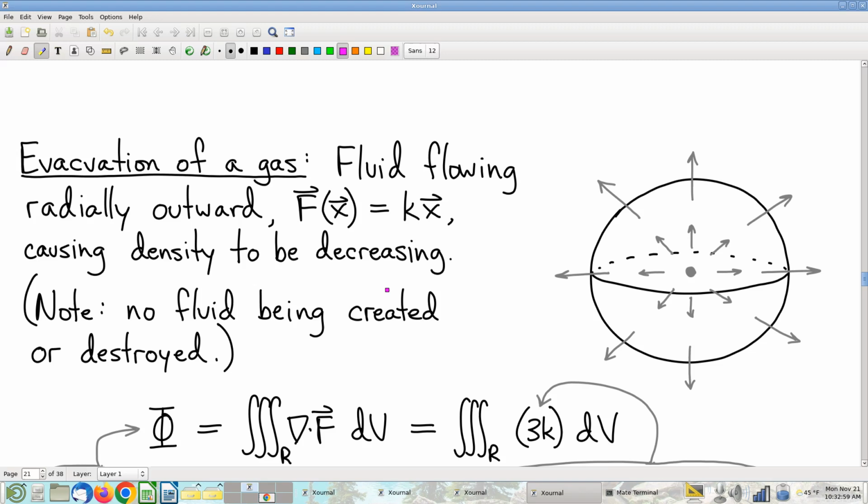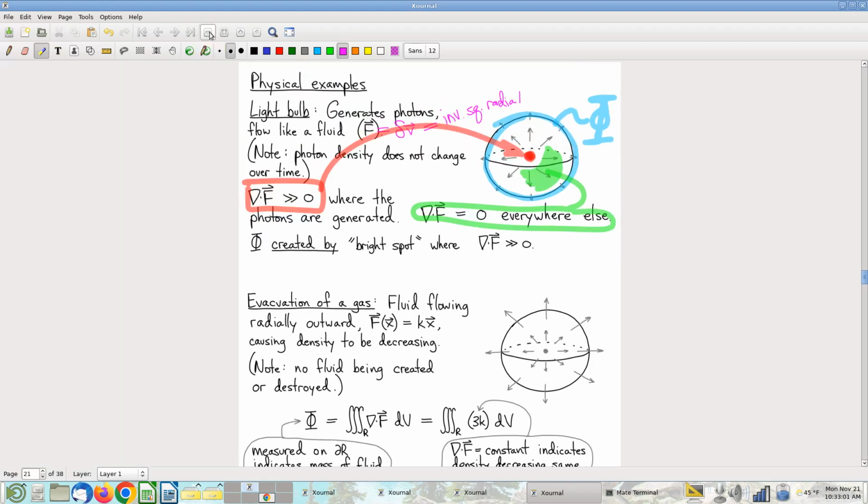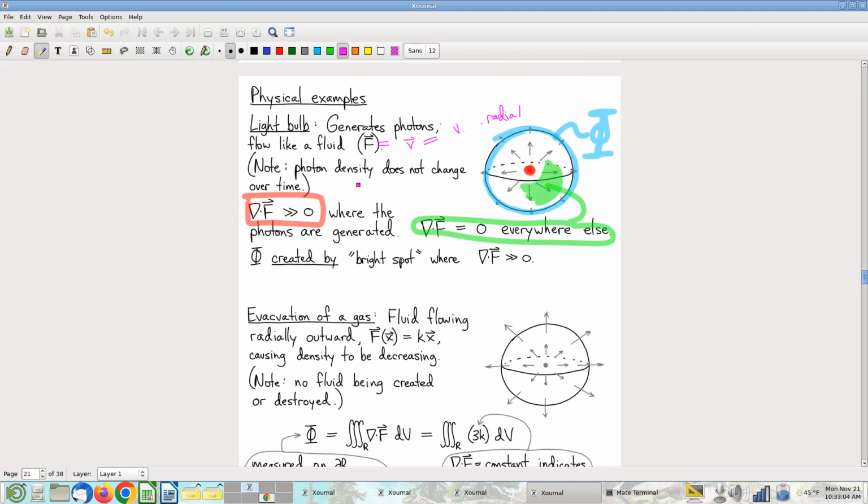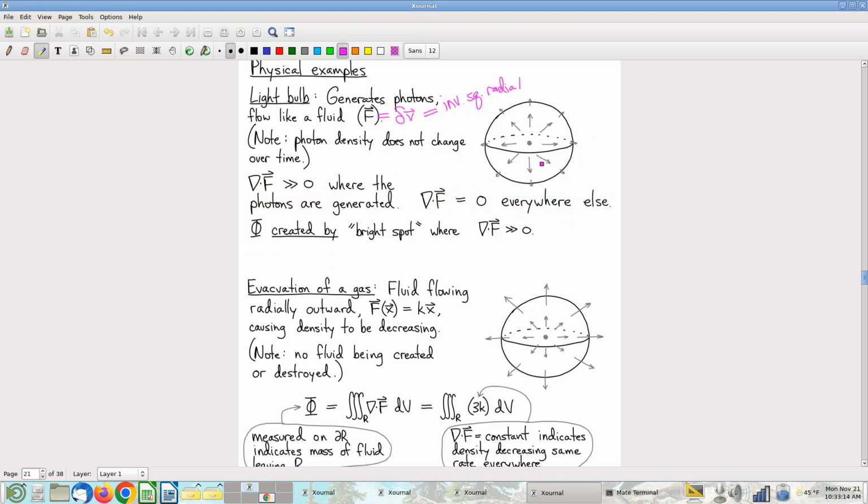That's one of the big differences with the light bulb metaphor. Big difference: the density is decreasing here. Not so with the photon story. With the photon story, the light bulb story, photon density was not changing over time. Here, the density is absolutely changing over time. This is a very different kind of fluid flow.